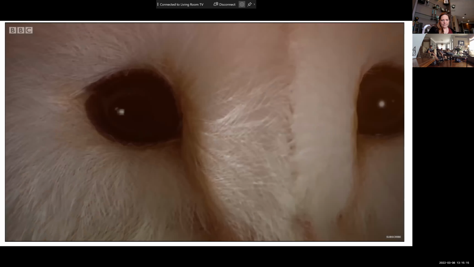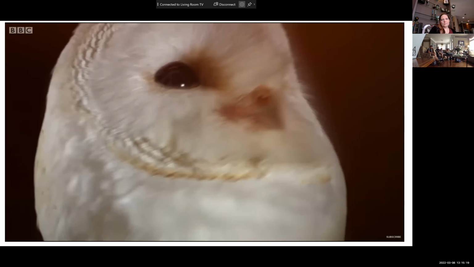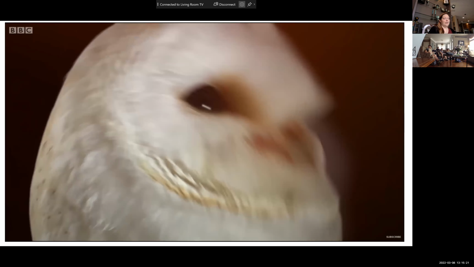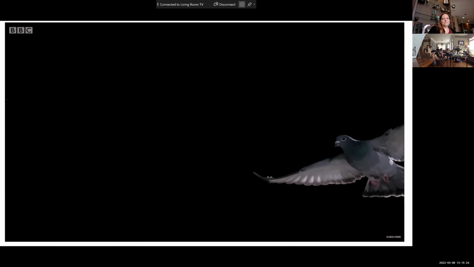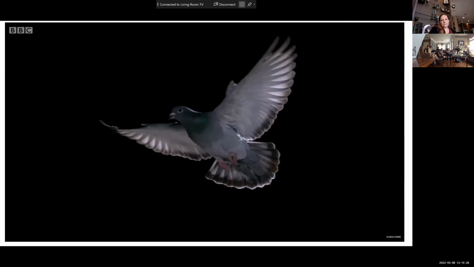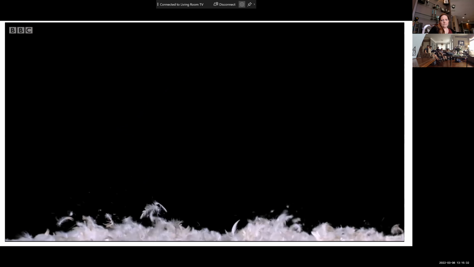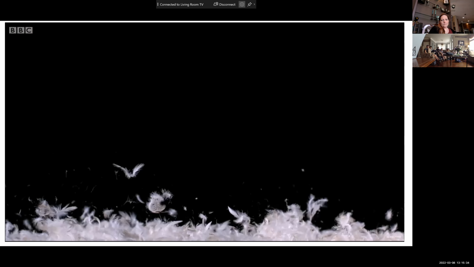So how does a barn owl fly so silently? When air moves, it generates sound.